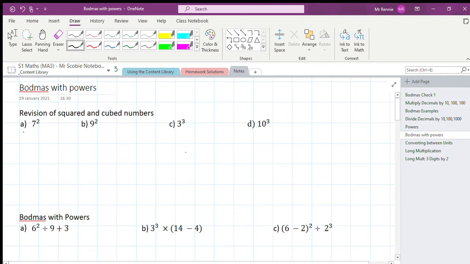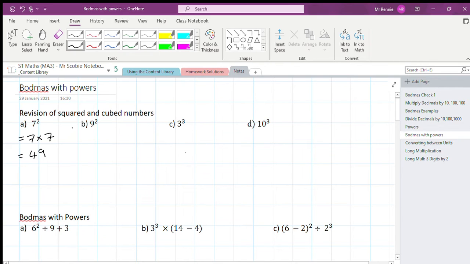So if I start off with this side here, my first question is what is 7 squared? Well, when we square a number, it means we times it by itself. So that means we do 7 times 7. We need our times tables for that. 7 times 7 would give me the answer 49. So 7 squared would equal 49.